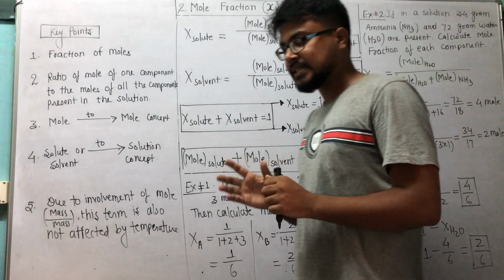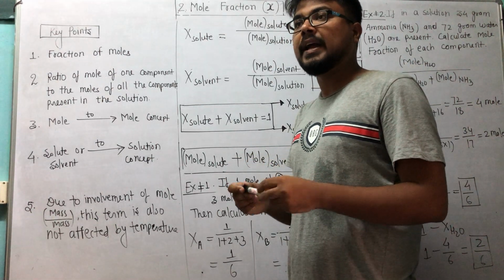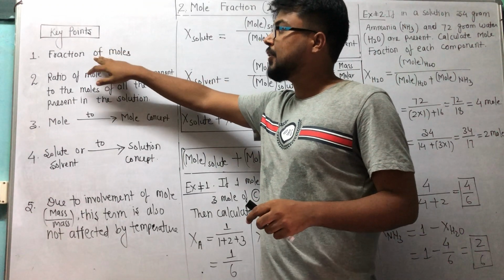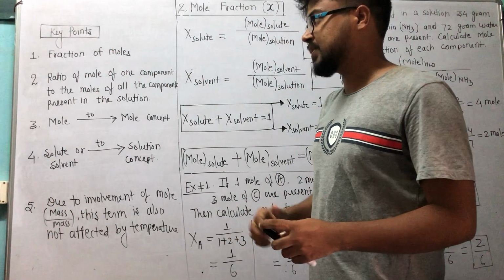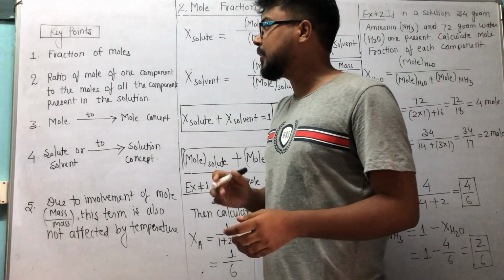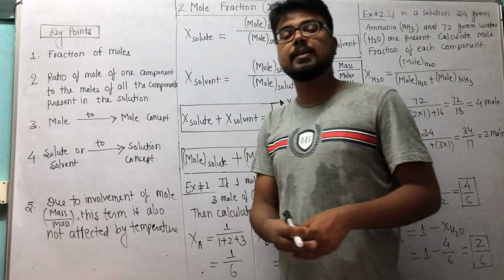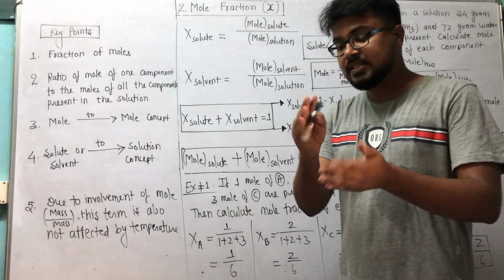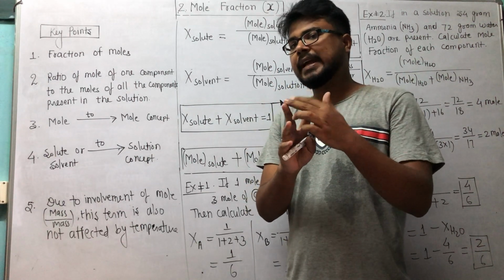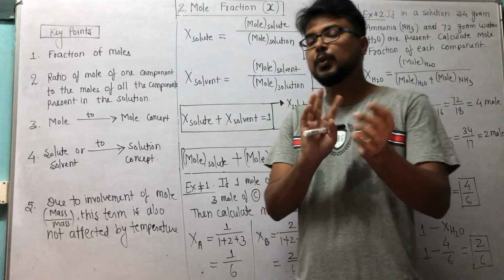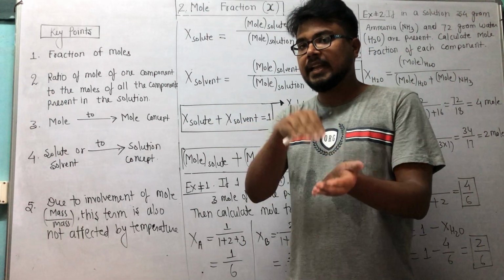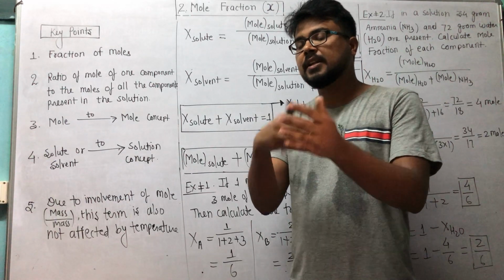X. For mole fraction, it is very clear by the name, that it is the fraction of moles. So for the first key point we will write fraction of moles. Second, its definition: ratio of moles of one component to the moles of all the components present in the solution. Suppose in a solution I have two components, solute and solvent, and I have to calculate the mole fraction of solute. Solute means the amount which is present in less, and solvent means which is present in more amount.